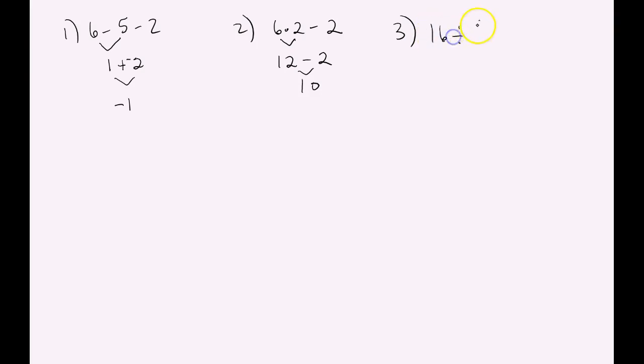16 divided by parenthesis negative 1 minus 3. Okay, so for this one we want to do our parenthesis first. So inside the parentheses is negative 1 minus 3, and if that messes with you, change that minus to plus a negative. So negative 1 plus negative 3 is negative 4. They have the same sign, so we add them and keep the sign.